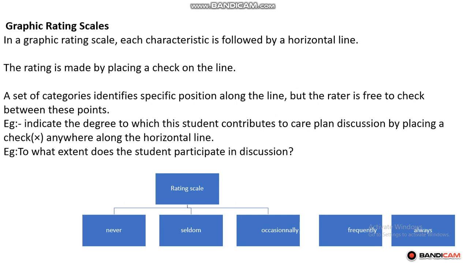Next we are going to see about the graphic rating scale. Each characteristic is followed by a horizontal line. You can see all these characteristics in the picture. You can see the rating scale: never, seldom, occasionally, frequently, always. So these are the 5 options given on a horizontal line. Rating is made by placing a check on the line. So whichever you feel to be fit, you can tick it. A set of categories identifies specific positions along the line, but the rater is free to check between these points. So whichever seems to be the most fit, they can put a tick mark.